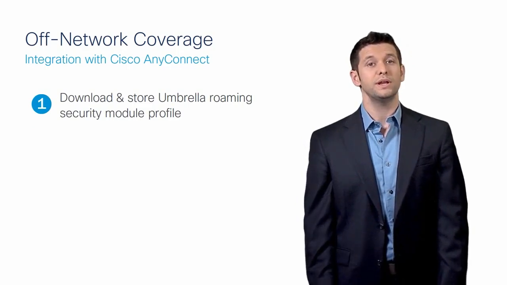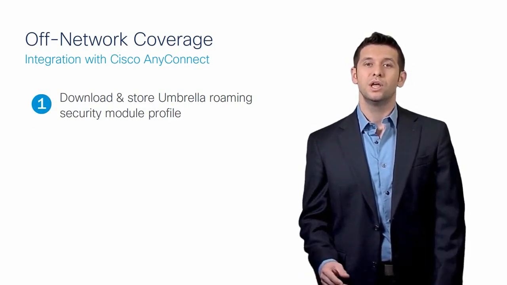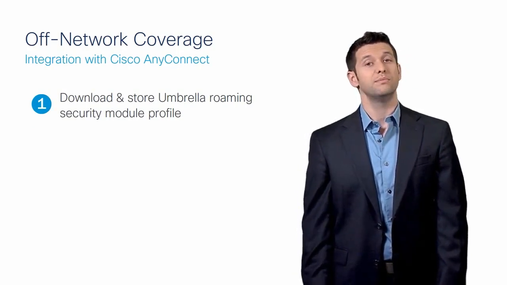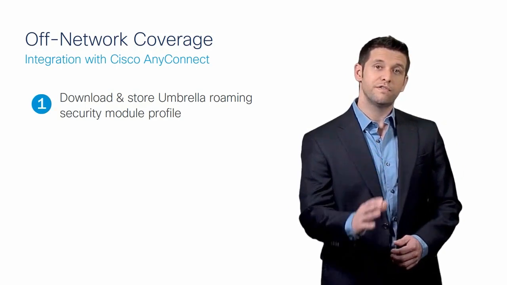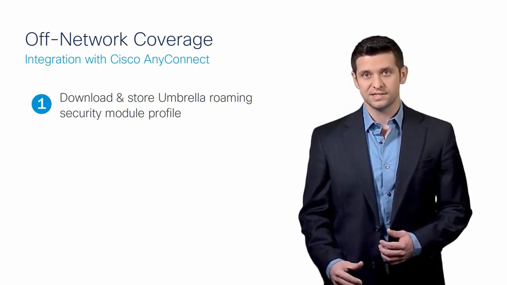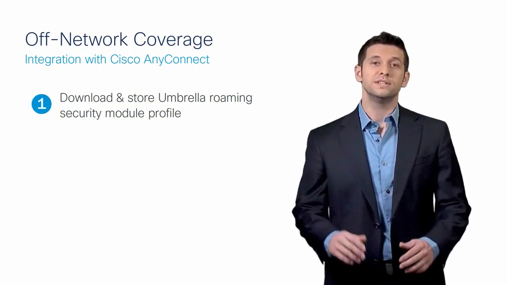Well, if a customer already has the Umbrella Roaming client deployed, they need to upgrade to AnyConnect version 4.3 or later with the Roaming Security Module enabled. Now this will automatically detect, copy registration from, and uninstall the standalone client. They are finished here. That is the only step.